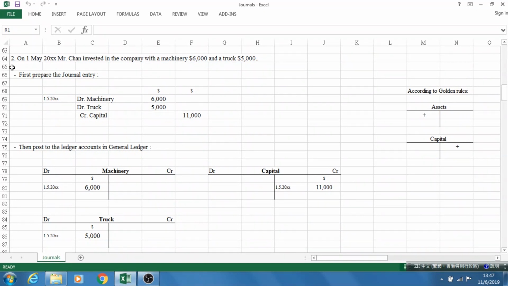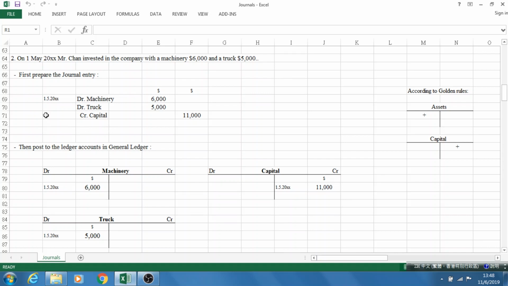Example 2. On 1st May, year 2000, Mr. Chen invests in the company with a machinery 6,000 and a truck 5,000. Mr. Chen invests in the company. That means Mr. Chen injects capital in the company with two assets, a machinery and a truck. So according to Golden Rules, addition of capital should be on the credit side. Addition of assets, that is machinery and truck, should be on the debit side.